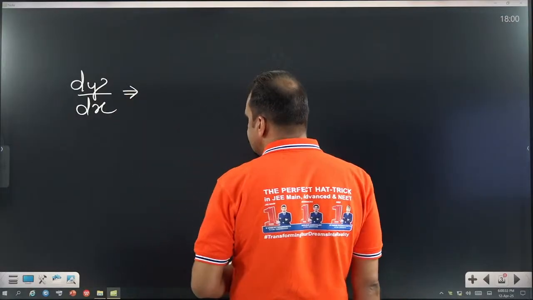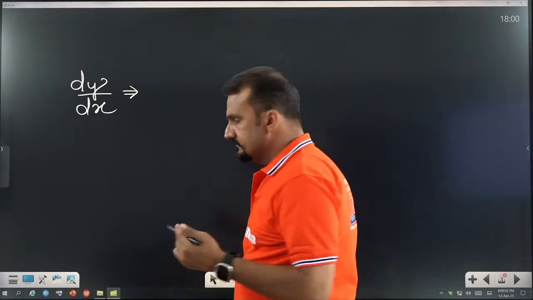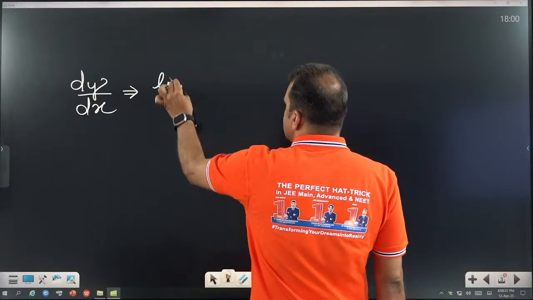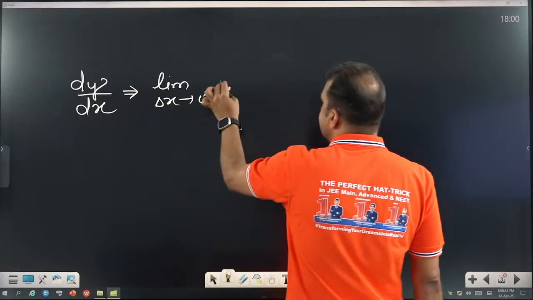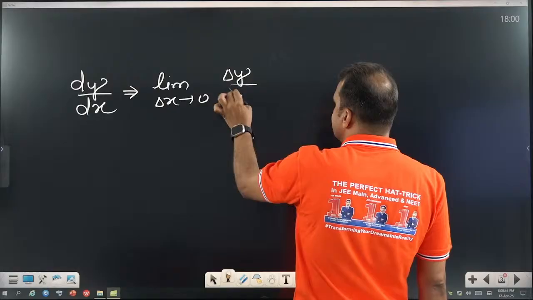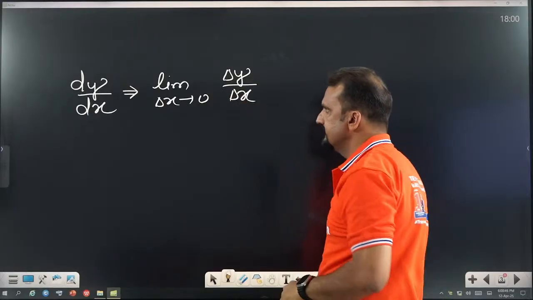What do you mean by differentiation? It means difference. As I defined, this is equal to the limit as del x tends to 0 of del y divided by del x. This is the meaning of differentiation.